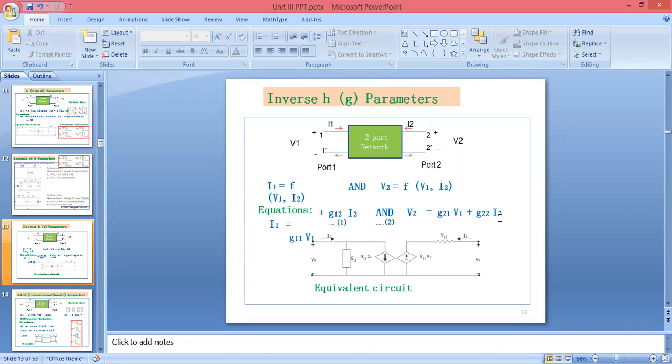Now if you see the equivalent circuit, exactly opposite with hybrid parameter, here port 1 will look like a Norton's equivalent circuit and port 2 will look like a Thevenin equivalent circuit.